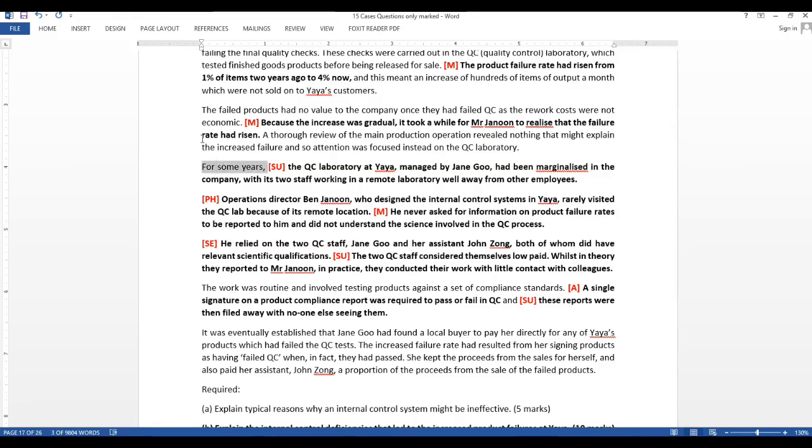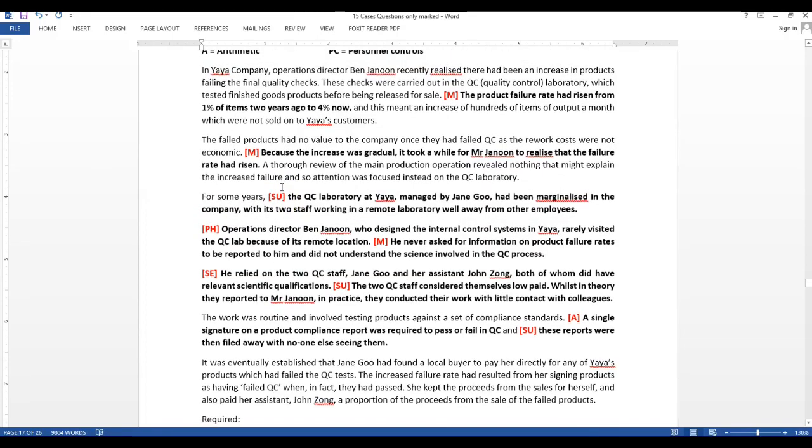For some years, the QC laboratory at Yaya, managed by Jane Ju, had been marginalized in the company, with its 2 staff working in a remote laboratory well away from other employees. So usually any department should be in the nearby surrounding of other people. So that should be some kind of physical control. And when there are people, they also have to be supervised. So there seems to be no supervision control here, because the lab is very far away.